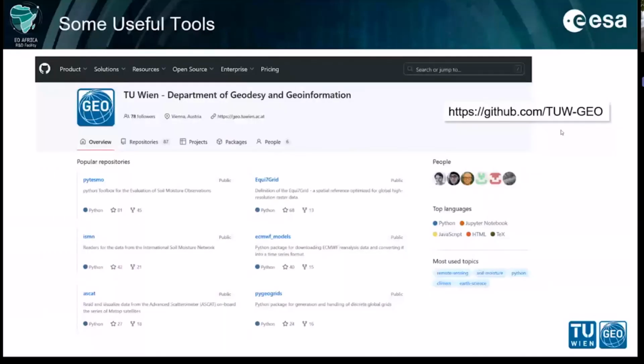If you want tools for working with the data, on the website of our department we have a couple of Python toolboxes that are free to use. For example, you see here a software package called ASCAT that helps you to read and visualize the data from ASCAT. There are also tools, for example Pythesno, the Python toolbox for the evaluation of soil moisture observations. And here is also a toolbox for reading in situ data from the International Soil Moisture Network. So please check them out if you work with Python.